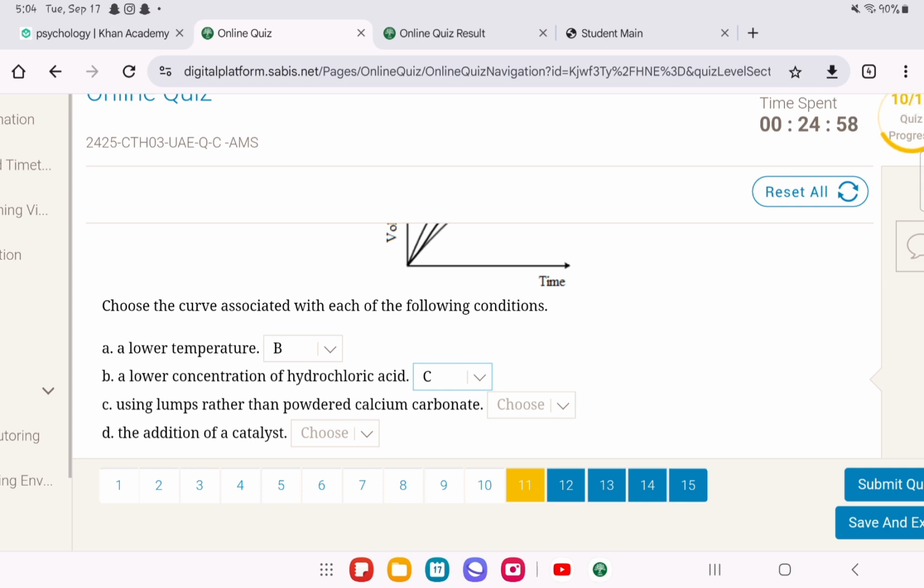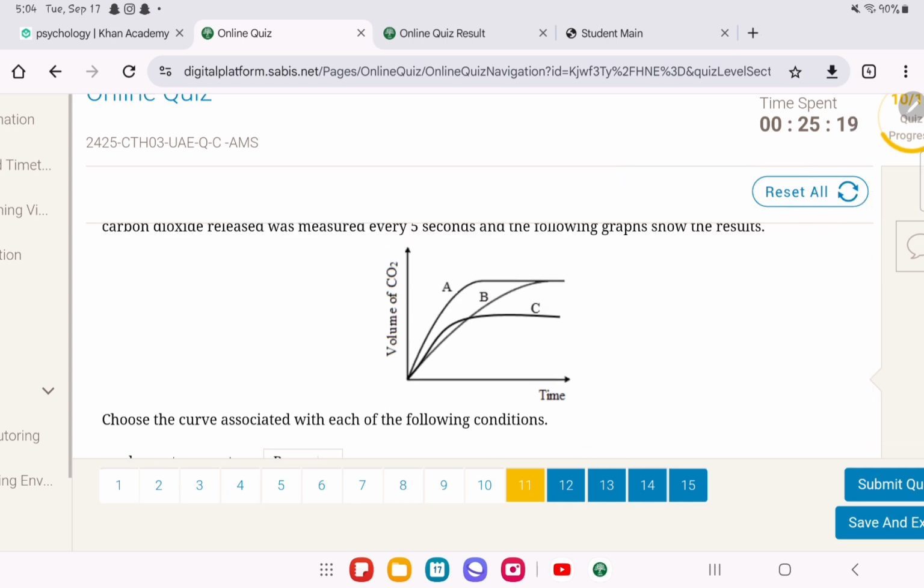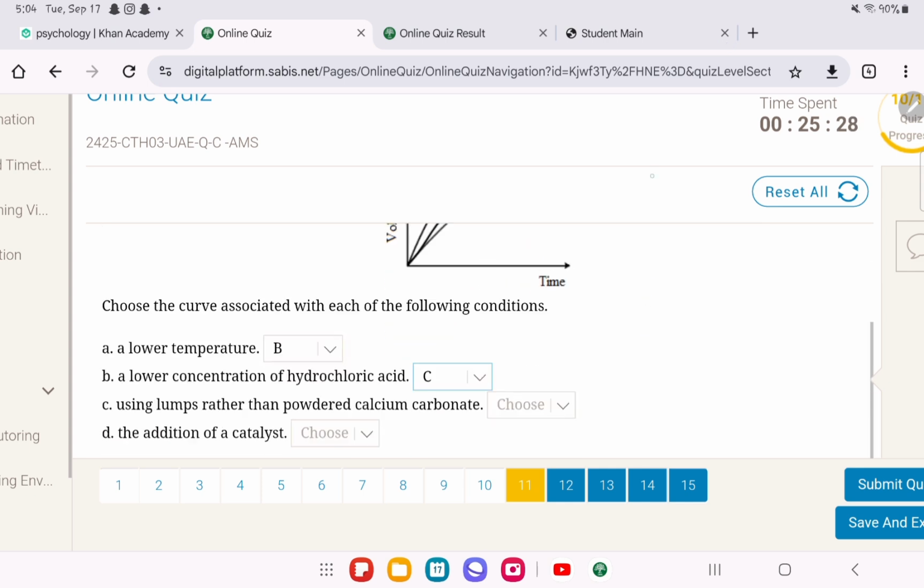Now, using lumps rather than powdered calcium carbonate. When you are using lumps, you are increasing the size rather than the powdered. So the surface area is gonna be smaller. If the surface area is smaller, then the reaction rate will decrease. So the slope is gonna be affected, but the plateau is not affected. If the slope is decreased, that is definitely the curve B.